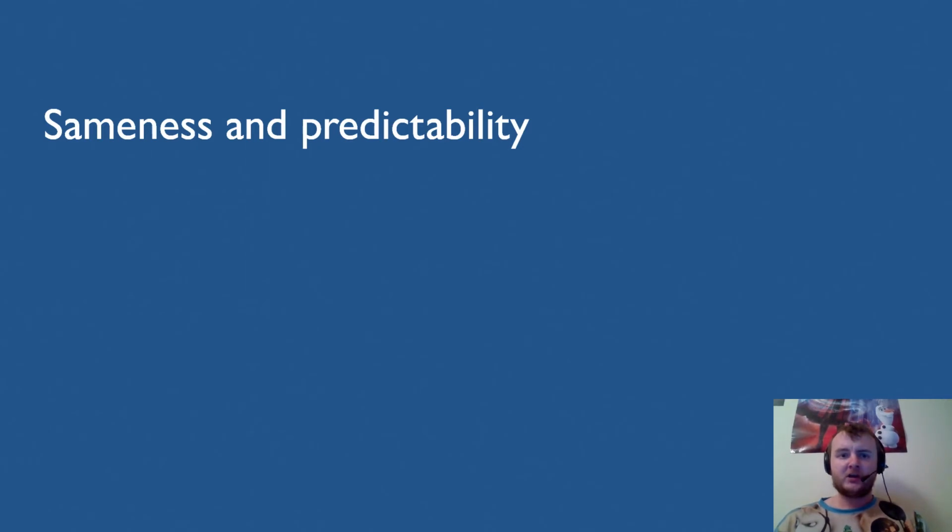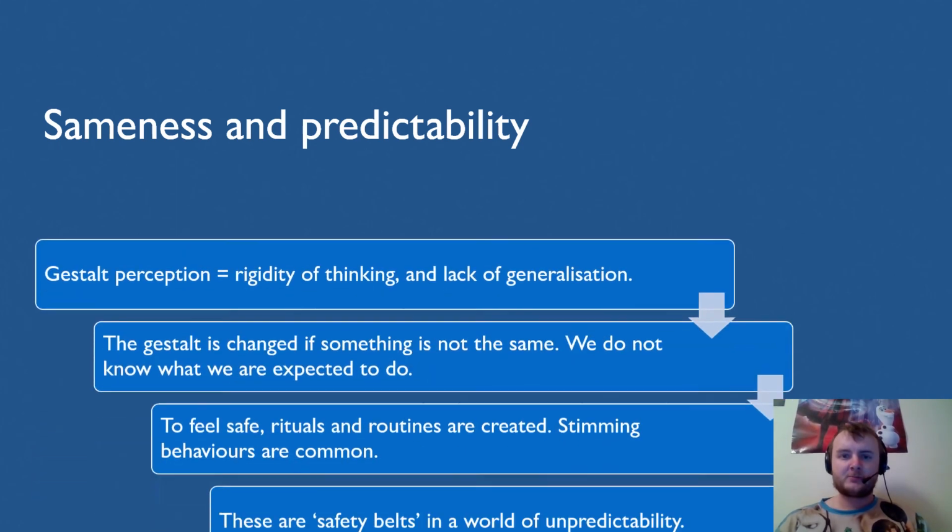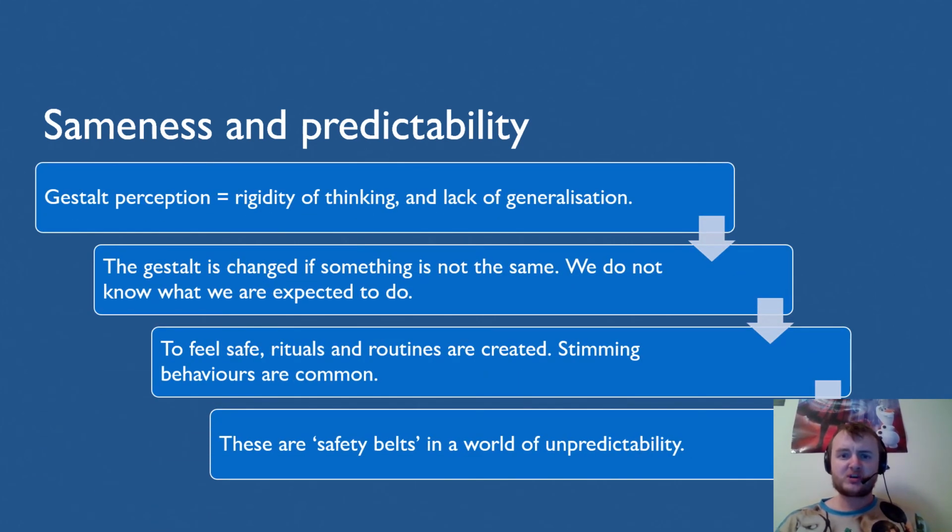And finally, we have arrived at the last aspect of gestalt perception that I want to outline in this presentation, and that is the importance of sameness and predictability. Simply put, on the conceptual level, gestalt perception leads to rigidity of thinking and a lack of generalization. We can perform in the exact same situation with exactly the same prompts, but then fail to apply the skill if anything in the environment has been slightly changed.